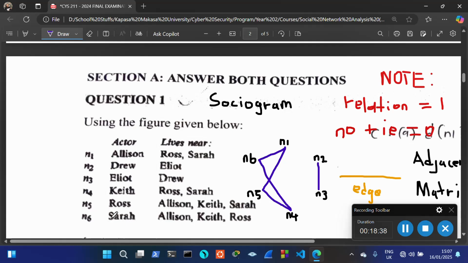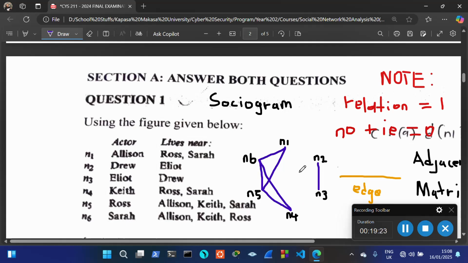Now N6, who is Sarah, has a relation with Harrison. Already this line exists, so it becomes an edge. Again, N6 has a relation with N4, which is Kate. As we can see, N6 already has a relation with N4, so this becomes an edge because it exists. If we remember, N5 had a relation with N6, with Sarah, so this line should be here, okay? Again, N6 has a relation with Rose, N5. This line already exists, so it becomes an edge.